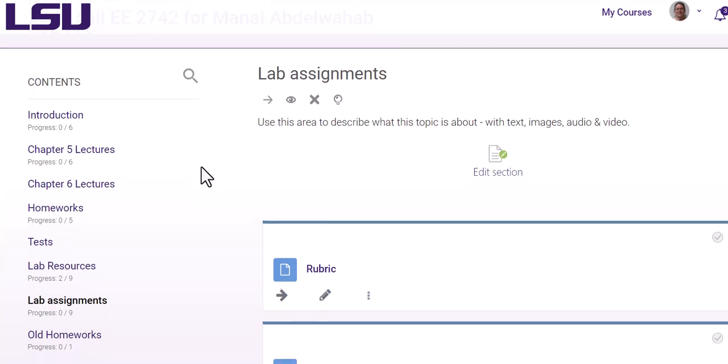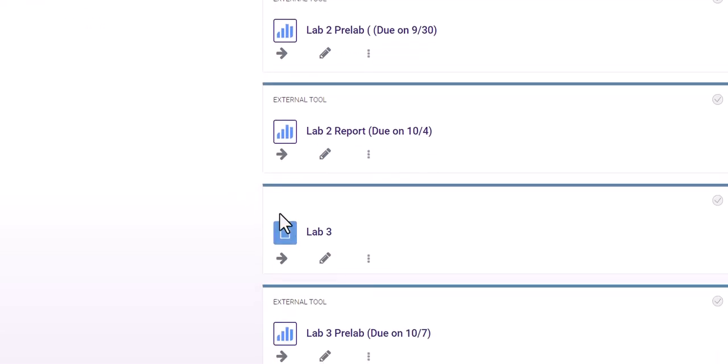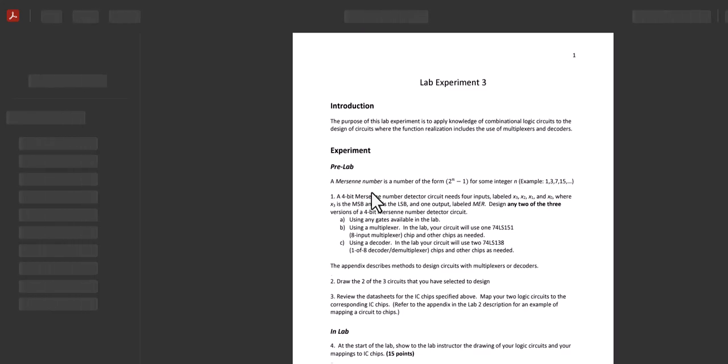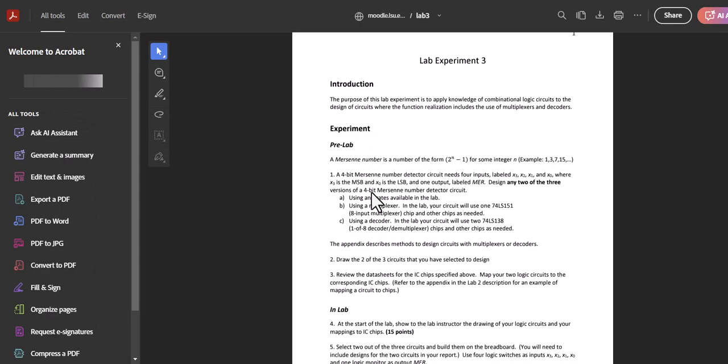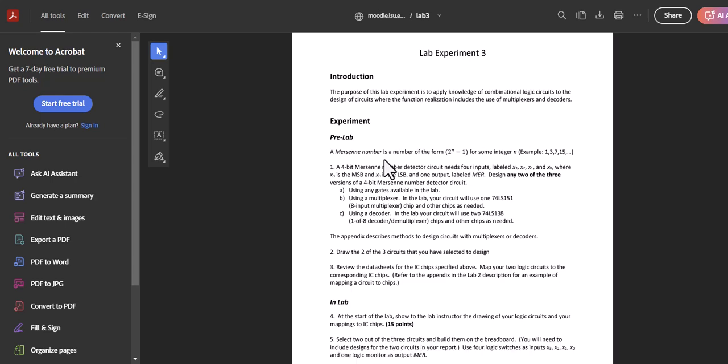Okay, let's take a look at your Lab 3 and see what you need to know to be able to figure this out. So, first of all, it tells you what a Mersenne number is. It's a number of the form 2 to the n minus 1. And a 4-bit Mersenne number detector needs 4 inputs labeled x3, x2, x1, x0, where x3 is the most significant bit and x0 is the least significant bit, and 1 output labeled Mer.